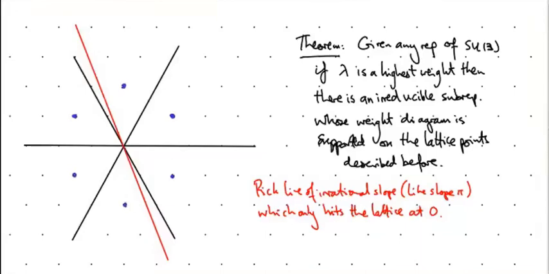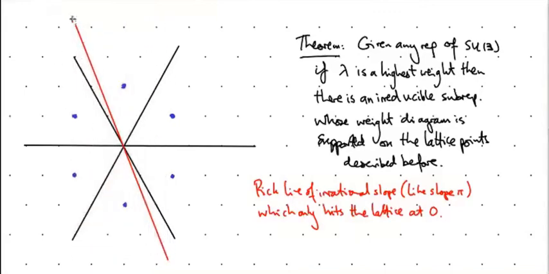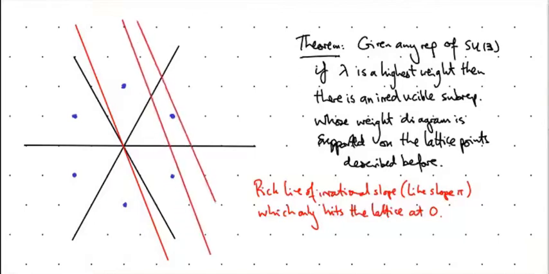I'm going to pick up this red line. Oh, it's now going to move some of the weight spaces. I'll try and draw it again. I'm going to pick up the red line and move it to the right, parallel to itself, until it hits the very final point, until it leaves the polygon that we had for our weight diagram.